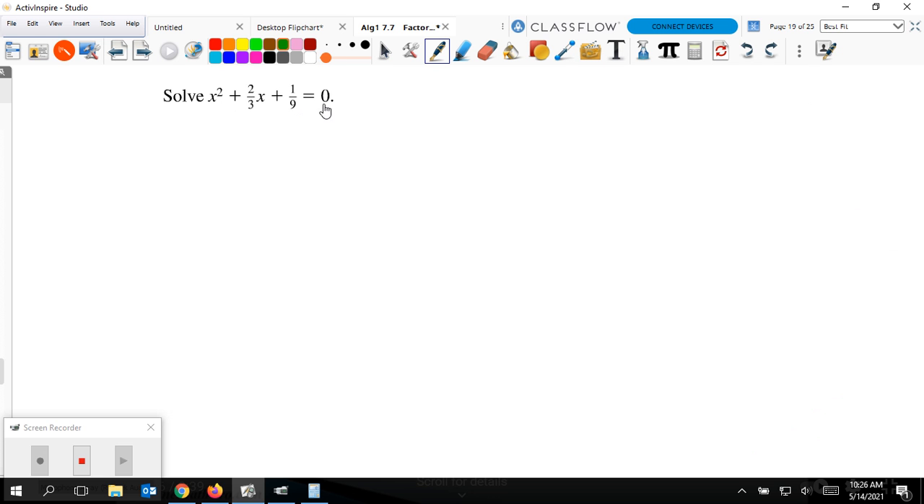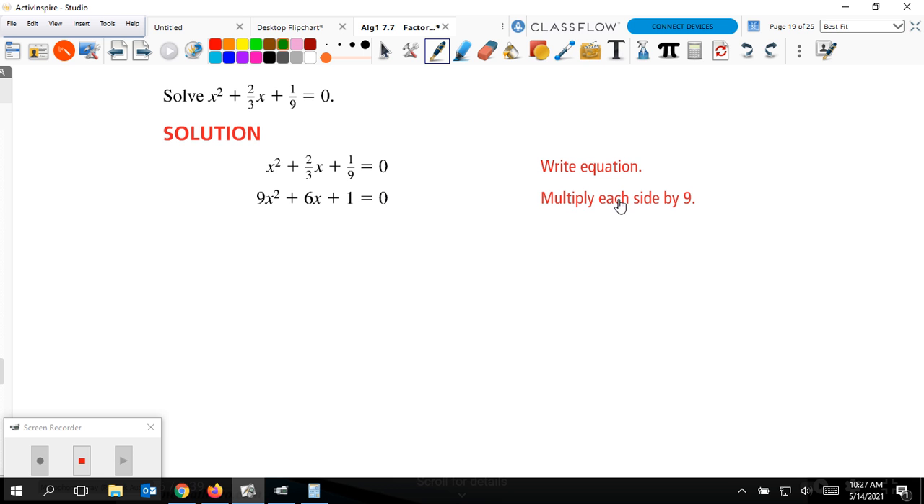When we got it equal to 0, we added that 1/9. What we could have done, instead of seeing that this is a 1/3 times a 1/3, I could have gotten rid of my fractions. I could have multiplied the whole entire thing by 9, which is the common denominator between 3 and 9, because 3 goes into 9. So if I was to multiply each side by 9, I'm going to get 9 times x squared is 9x squared, 9 times this 2/3 is a 6x, and 9 times the 1/9 would just be the 1.